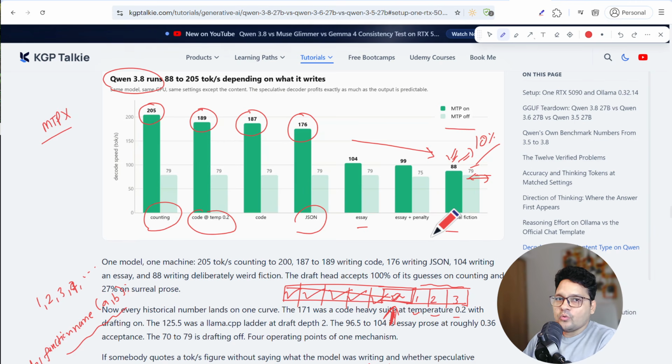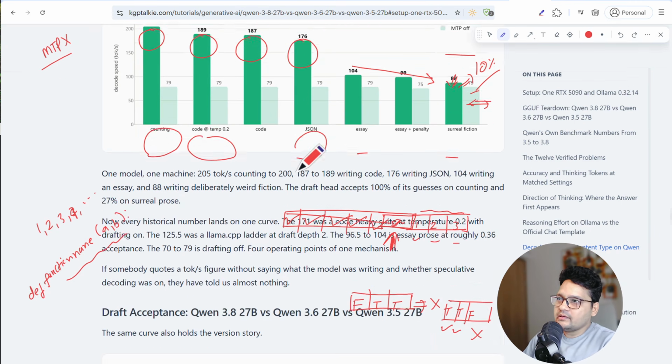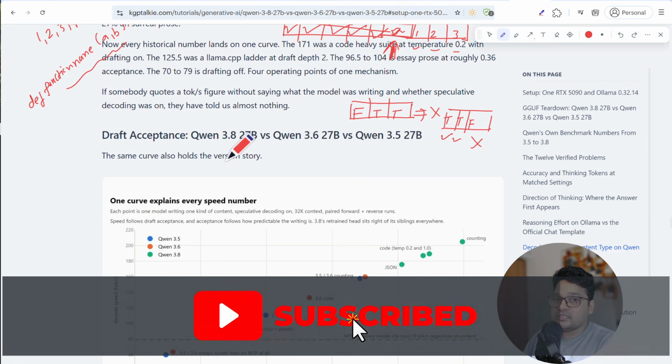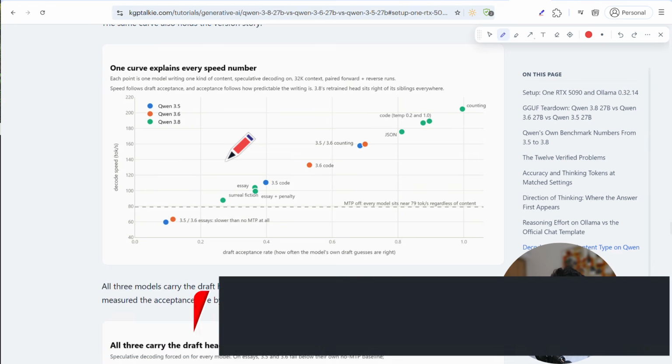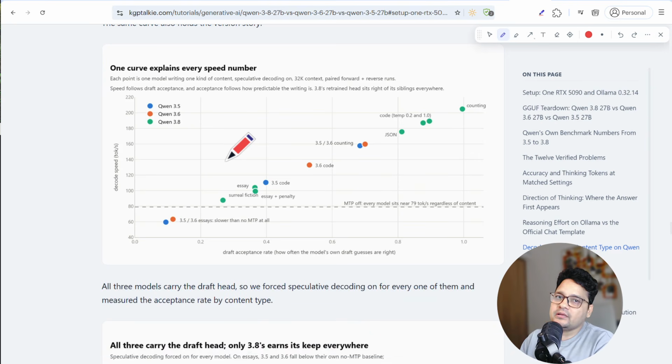So overall, what you need to take from this lesson is that token speed is not just dependent on the model. Token generation speed is dependent on the type of content you are generating.